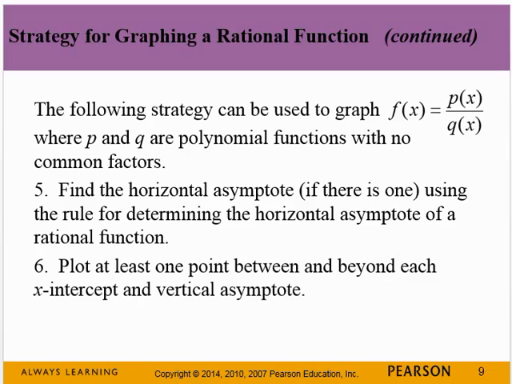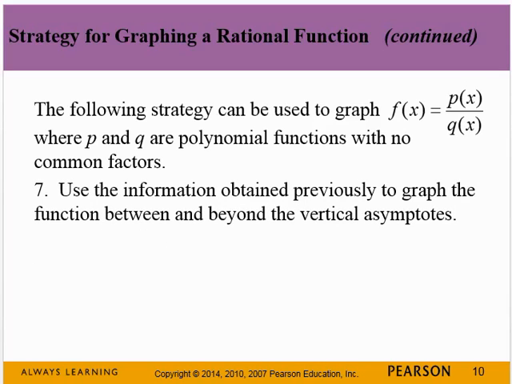5. Find your horizontal asymptote, if there is one, using the rule for determining horizontal asymptotes that we talked about last class. And 6. Plot at least one point between and beyond each x-intercept and vertical asymptote. And finally, 7, use the information obtained previously to graph the function between and beyond the vertical asymptotes.